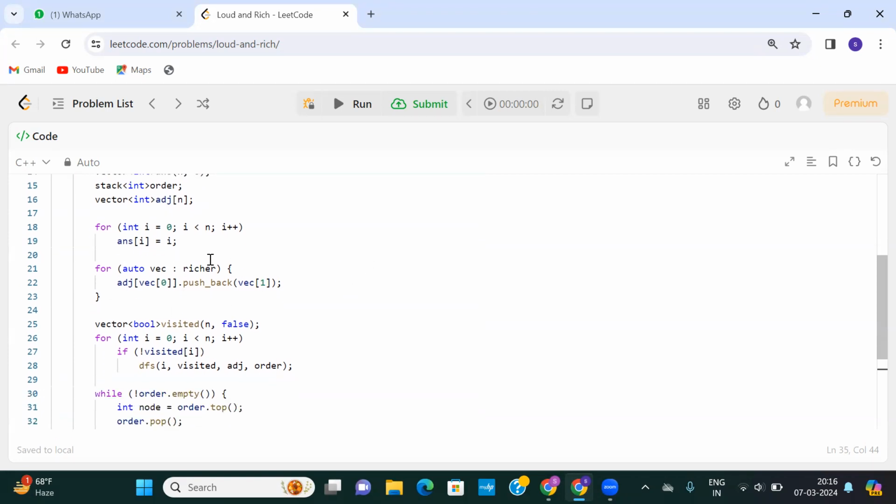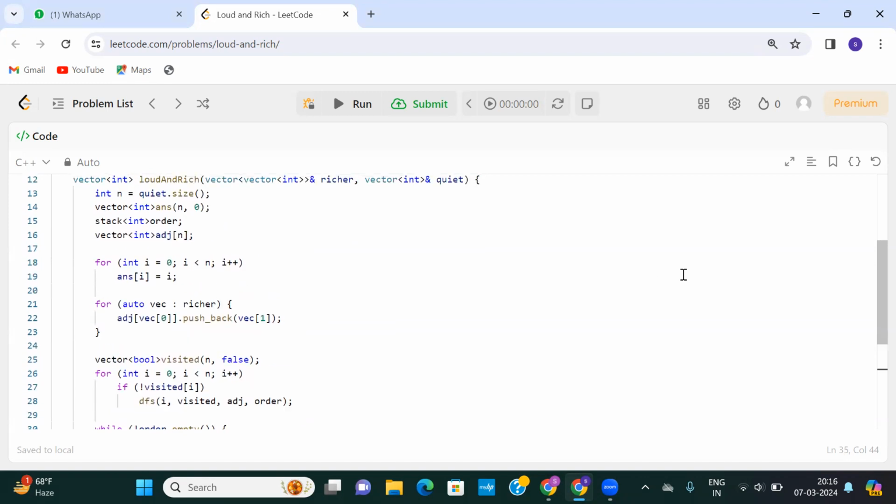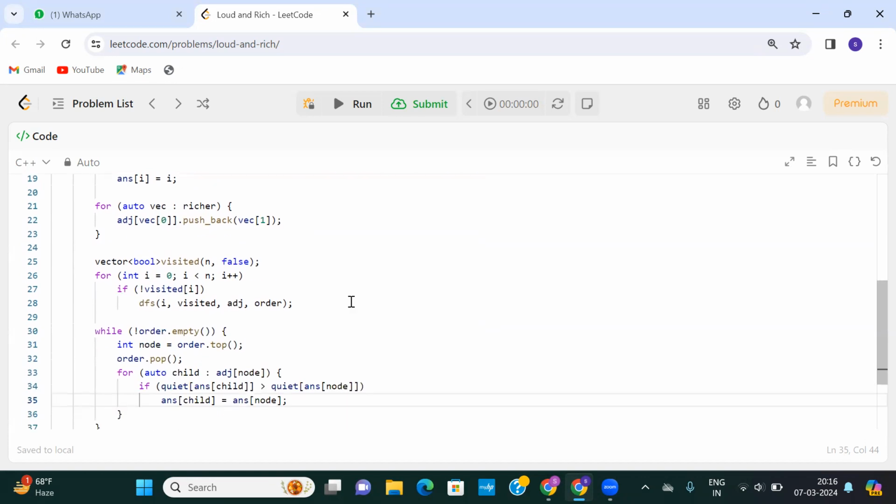After that, we have iterated over the vector rich, and we have made one directed graph. That is adj vector 0 dot push_back vector 1. I hope you all know that topo sort is valid only on a DAG, that is a directed acyclic graph. So this directed graph will indicate that vec at the index of 0 is directed towards vec at the index of 1. That means vec at the index of 0 has more money than vec at the index of 1. Then we have defined a visited array, and initially we have set all the values as false.